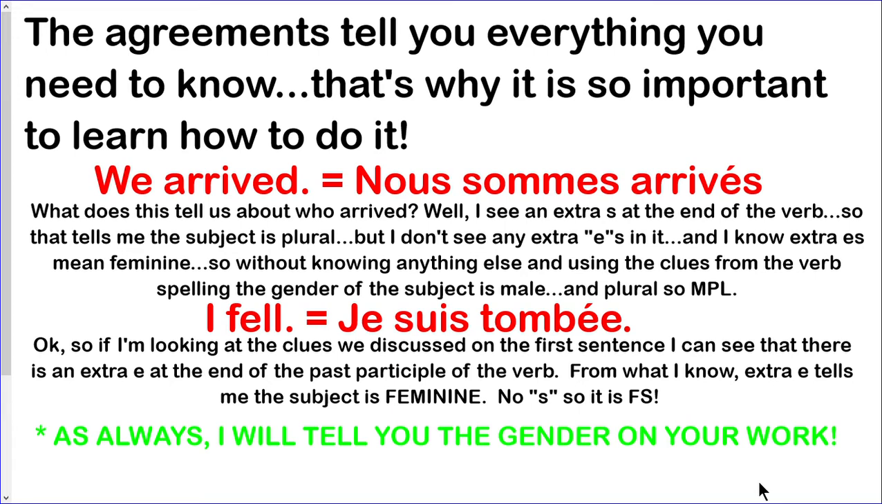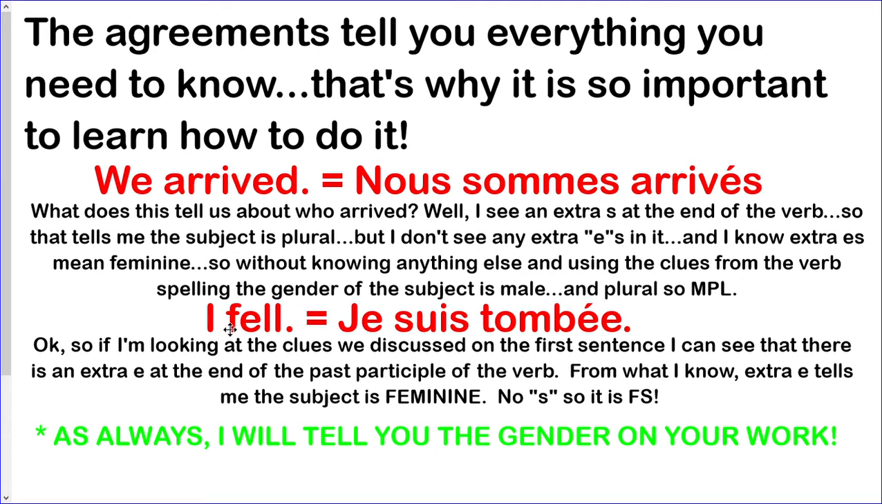So, what does this tell us about who arrived? Well, I see an extra S at the end of the verb, so that tells me that the subject is plural. Obviously, nous is going to be plural, so that is for sure. I don't see any extra E's in that answer, but I know that the extra E means feminine. So without knowing anything else and using the clues from the verb spelling, the gender of the subject is a male and plural, so masculine plural. So without that S here, that's the masculine form of the participe passé of arriver, and I just see an S. So I know that that's going to be masculine plural.